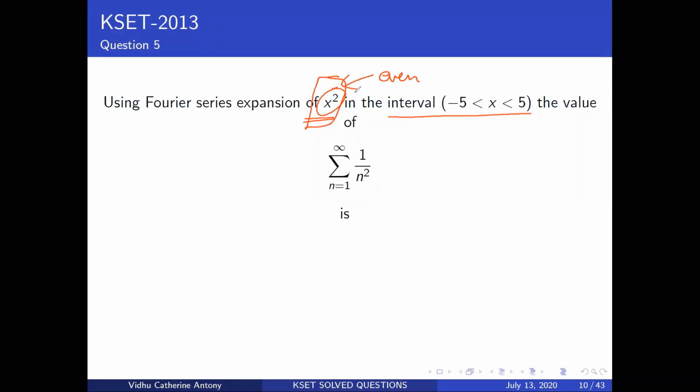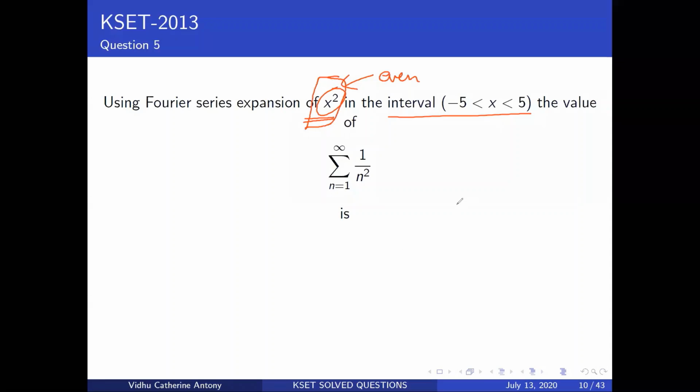I cannot say that x squared is even unless the interval is given to me. So when you say, oh yes, it's an even function, no, it's not necessarily. The immediate question I should ask if somebody asks me whether x squared is an even function is to ask for the interval. So I'll show you why it is that way.